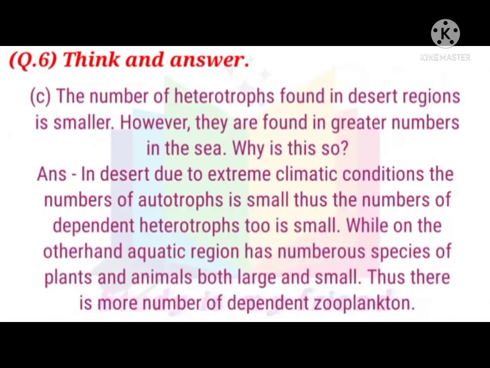C. The number of heterotrophs found in desert regions is smaller. However, they are found in greater numbers in the sea. Why is this so? Answer: In desert, due to extreme climatic conditions, the number of autotrophs is small, thus the number of dependent heterotrophs is also small. On the other hand, the aquatic region has numerous species of plants and animals, both large and small. Thus there is a greater number of dependent zooplankton.